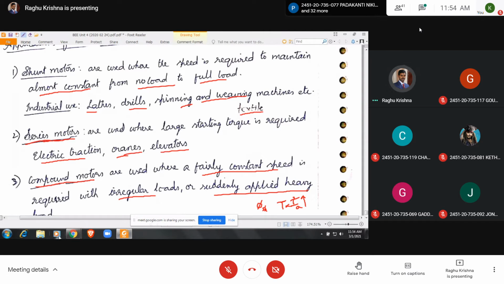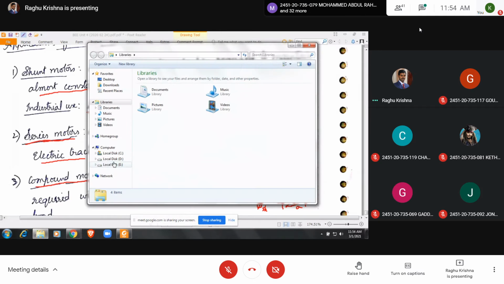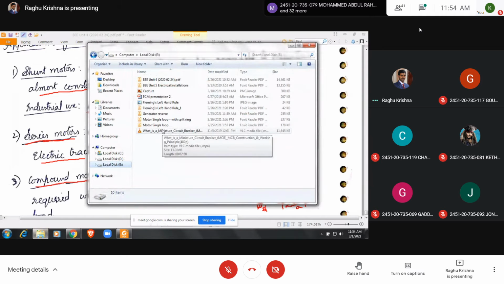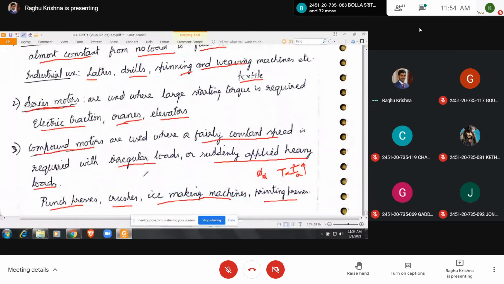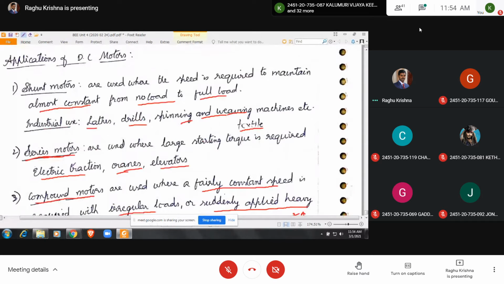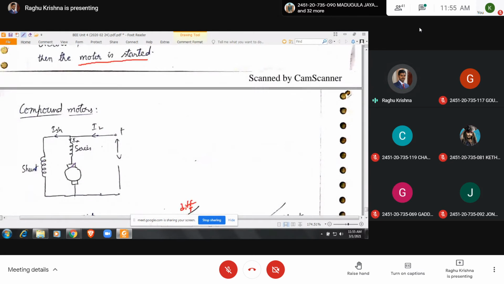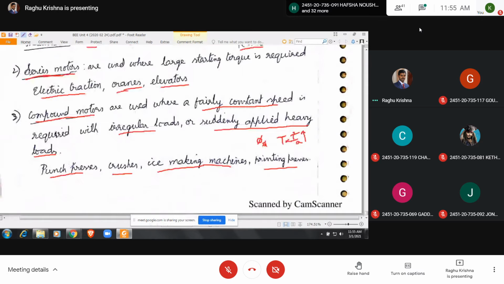If you see the syllabus, here in your syllabus you have applications. So applications, you can write this one. Characteristics: if you know the characteristics, then only you can remember the applications. Principle of operation is there. With this, the fourth unit is completed.